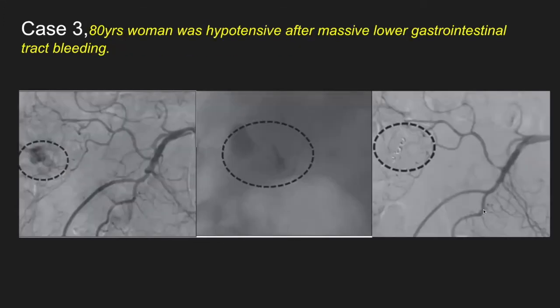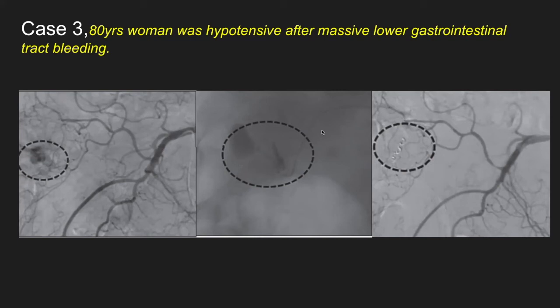So the third case was an 80-year-old woman who was hypotensive after massive lower GI bleeding. A superior mesenteric artery arteriogram was done, which showed a focal area in the right colic artery. There was an area of extravasation here, so this was a focal area of bleeding.